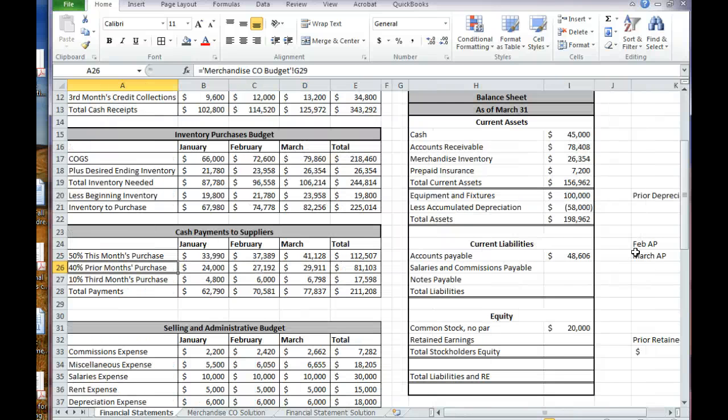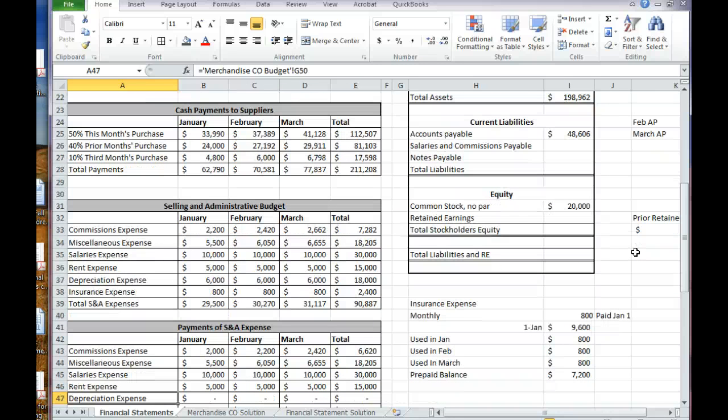Salaries and commissions payable. So if you remember back in the day, the commissions expense was paid a month after incurred, which is why in January here, we got a $2,200 commission expense and we paid it in February. In February we had an expense and we paid it in March. And in March we had a commission expense that we haven't paid yet because we're not going to pay till April. So let's actually make sure I'm in the right box before I do that. All right, there we go. March commission expense that we have not paid is the payable.